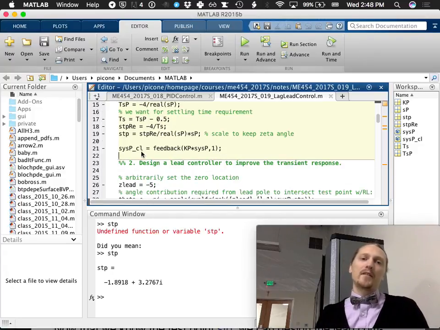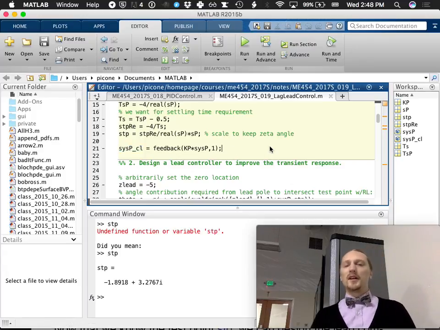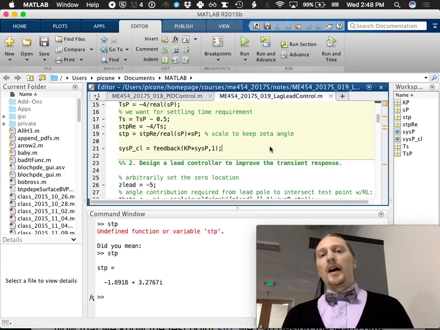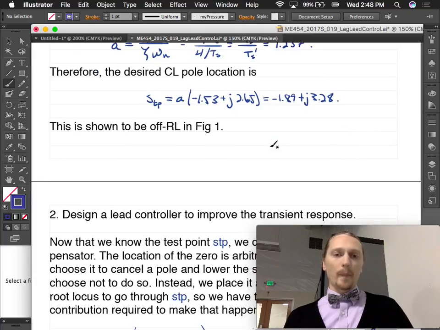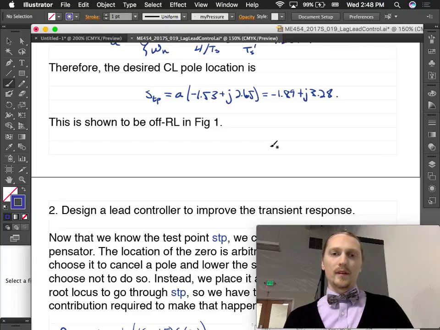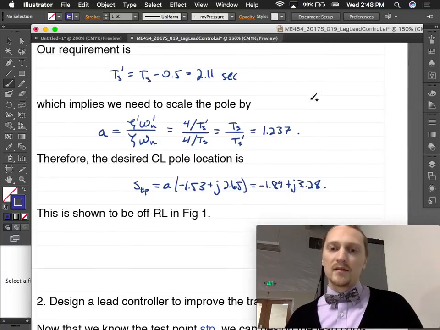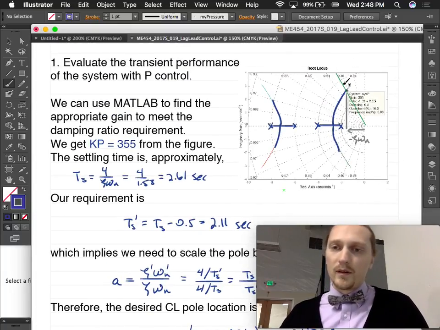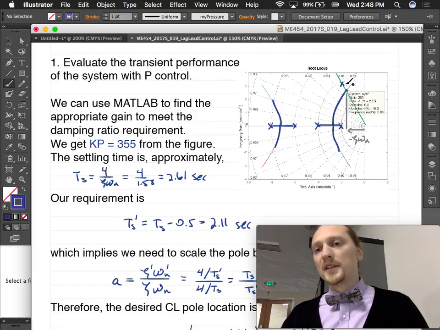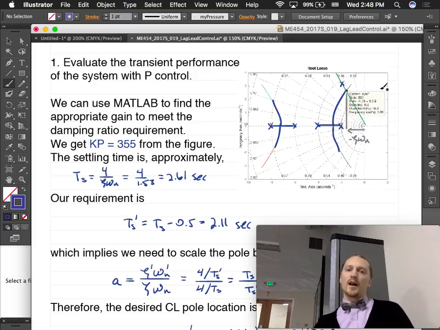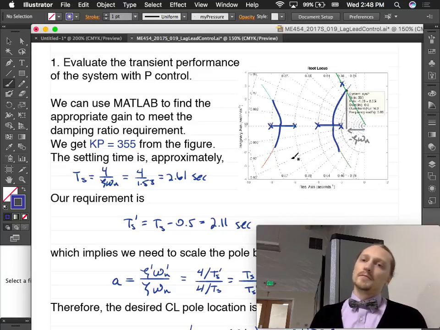Then I defined the closed loop proportional controller just for comparison purposes, because later on I'm going to want to use that in the simulation. Okay, so there was step 1. We can see that this is off the root locus in this first figure. We want to be at negative 1.89, 3.28, which is somewhere in here, and we're off the root locus. So we need to use lead control, or derivative control, or compensation is usually how we say it.